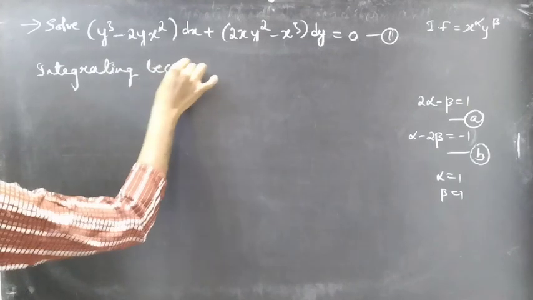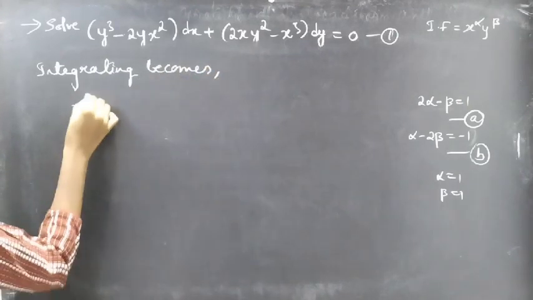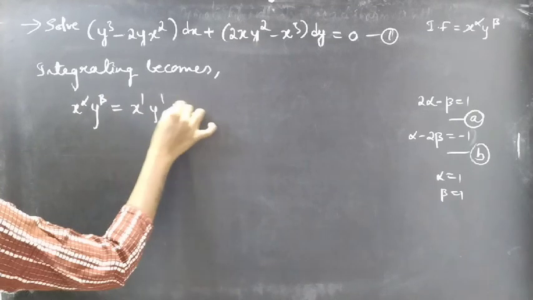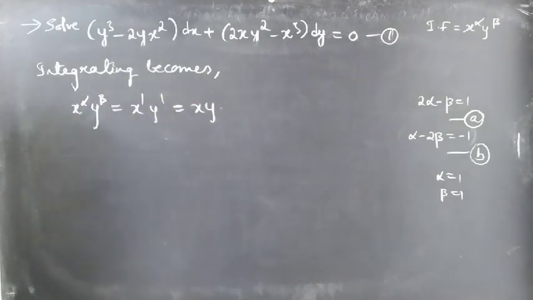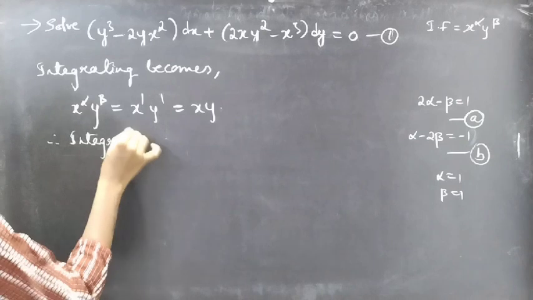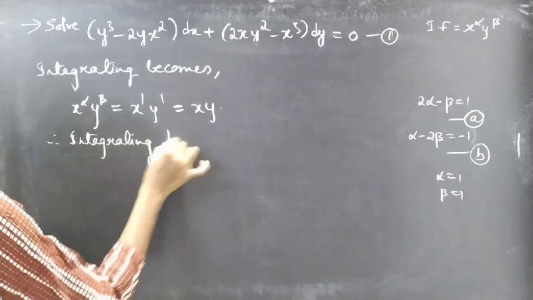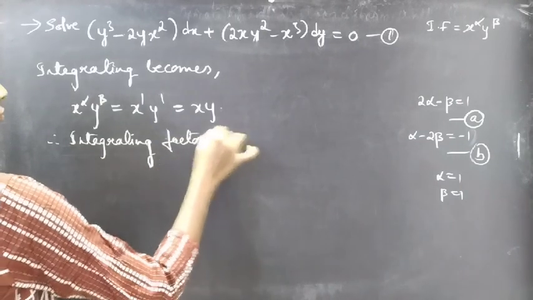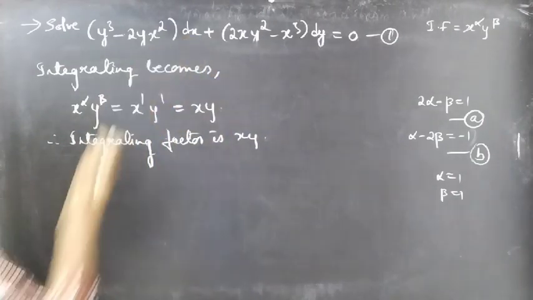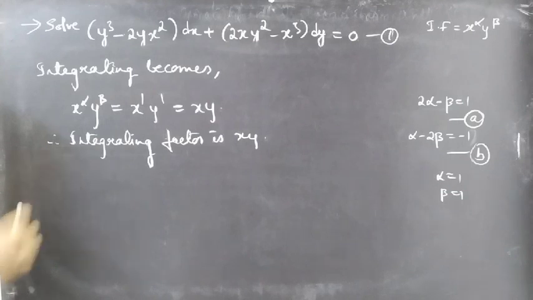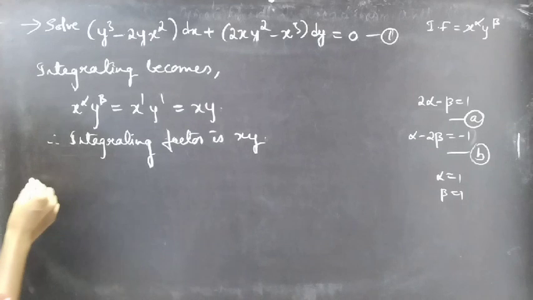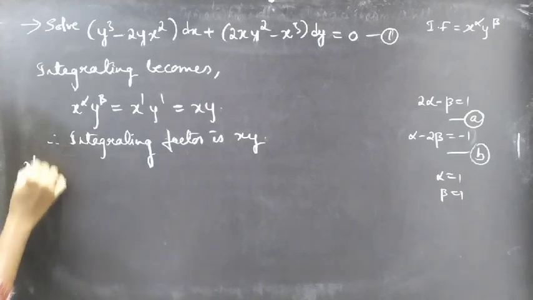Integrating factor becomes x power alpha y power beta, which equals x power alpha 1 beta 1, which is x into y, that is xy. Therefore, integrating factor is xy. Now let's multiply this integrating factor to equation 1, so that equation 1 becomes xz.